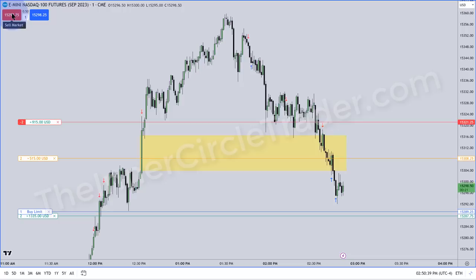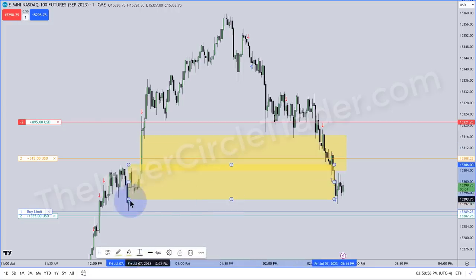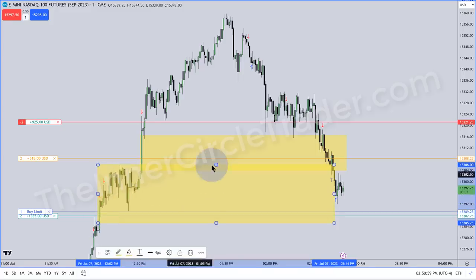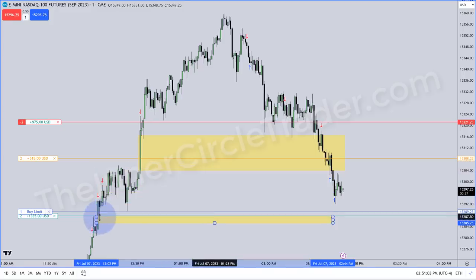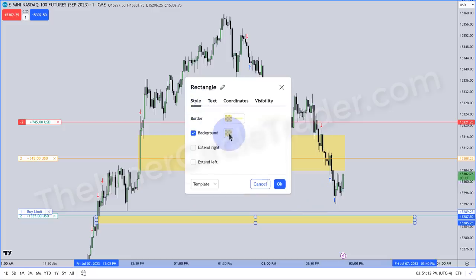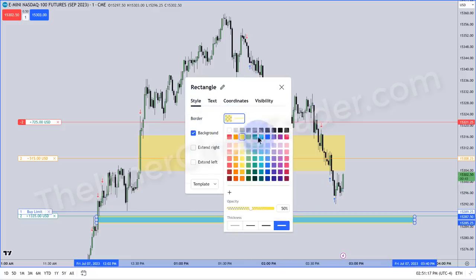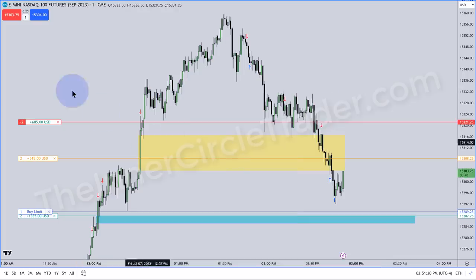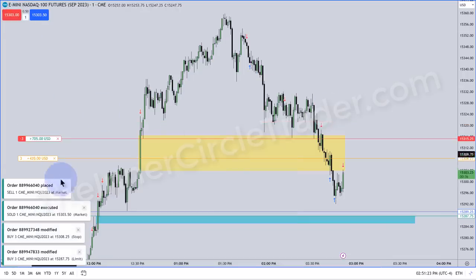Watch, there's wicks right here. Consequent encroachment of those wicks. I'd like to see that be a barrier, if anything, on the upside starts to materialize. Take that entry.